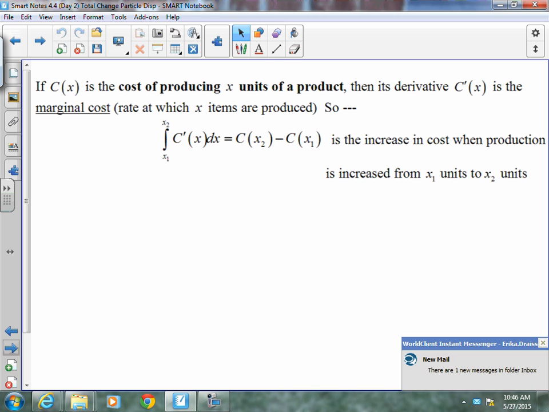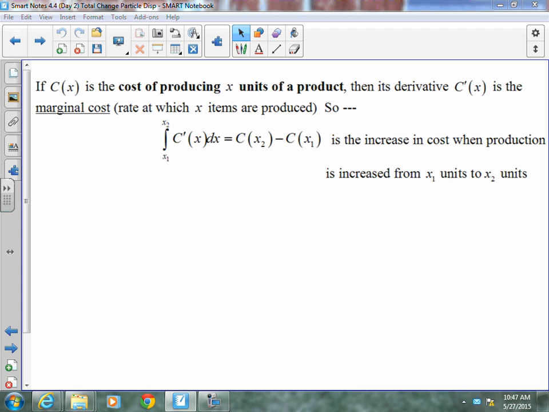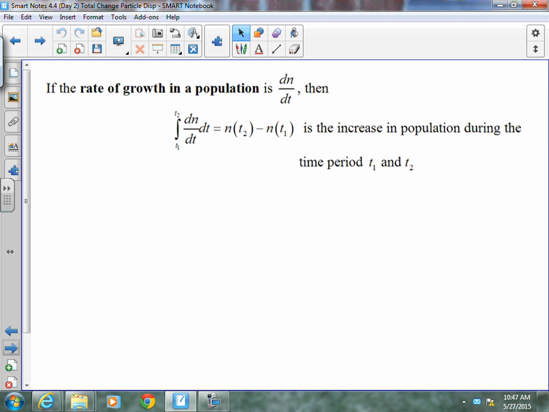If c of x is the cost of producing x units of a product, then its derivative c prime of x is the marginal cost. And when you integrate marginal cost, you get the total change in cost from some number of units to some other number of units. If the rate of growth in a population is dn over dt, then integrating dn dt from time 1 to time 2 gives you the total change in the population between those two times.